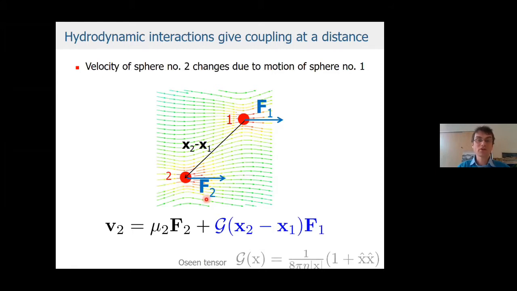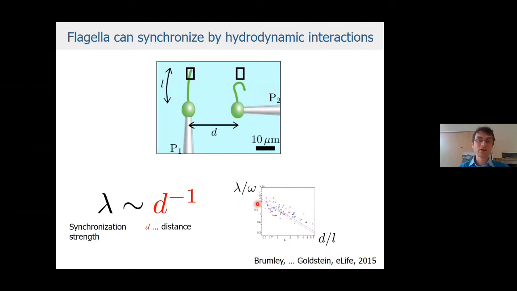then we find that the velocity of the second sphere depends not only on the force F2 that you apply directly to the second sphere, but it also depends on the force F1 applied on the first sphere, although much weaker, because the force applied to the first sphere generates a long-ranged flow field that propagates to sphere number 2, and this propagation is described by this blue function G, the so-called Oseen tensor here depicted in gray, and that is how motion of sphere 1 affects the motion of sphere 2 by direct hydrodynamic interactions.